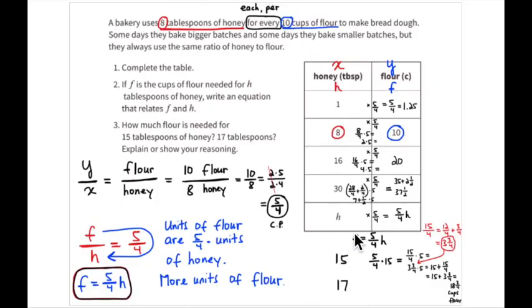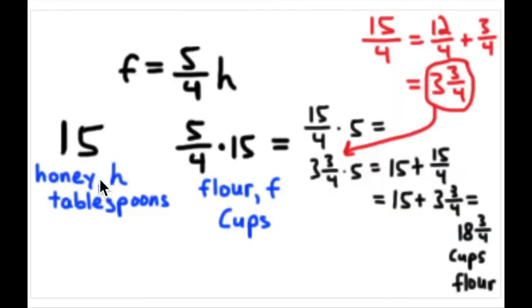And then they ask you to do the calculation for 15 tablespoons of honey and 17 tablespoons of honey. So I'm going to expand these two so it's a little bit easier to see. So 15 tablespoons of honey. How much flour is that? Well, that's the amount of honey times 5/4. So there's going to be more units of flour. There's going to be 1/4 more than 15 units of flour. So 5/4 times 15.